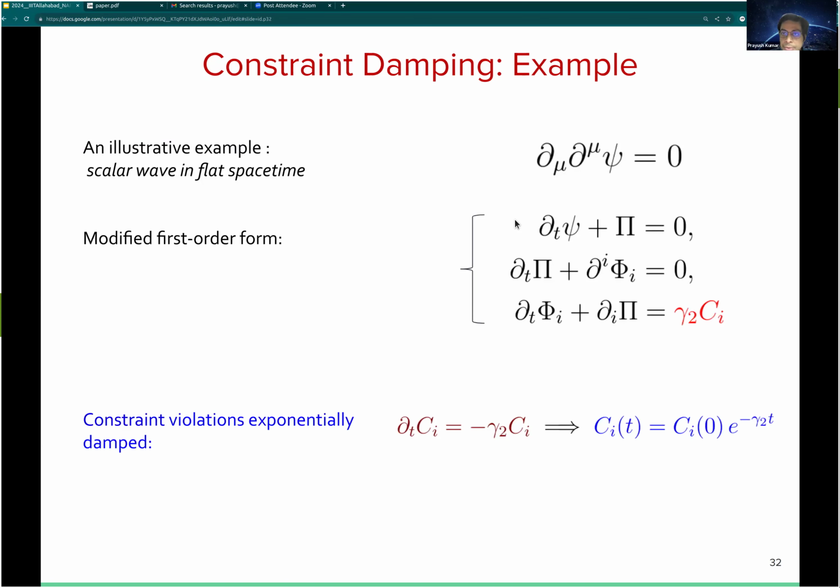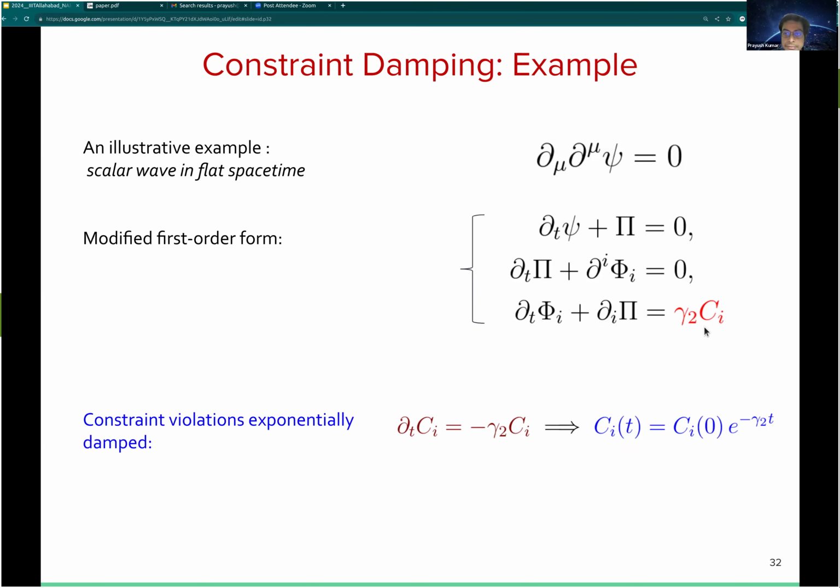So what we can do is modify the original evolution system by adding multiples of the constraint itself. Now remember, at the continuum level, the constraints are identically zero. So we are not changing the physical solutions of these equations, right? What we are doing is changing the solution space in a way that the physical solutions become an attractor. So by simply adding this term on the right hand side of just the third equation here, now if we write down the evolution equation for Ci, we get an equation of this form, which of course has a solution where the constraint will exponentially decay on a time scale that is governed by this constant gamma 2. So now we have a knob, gamma 2, that we can move around, and we can damp away any violations of our constraints.